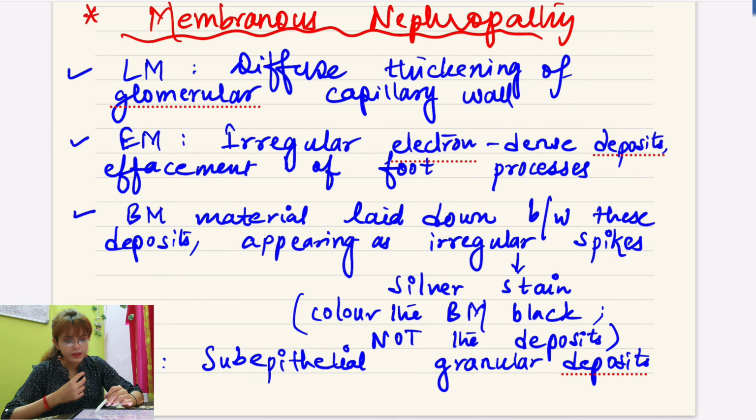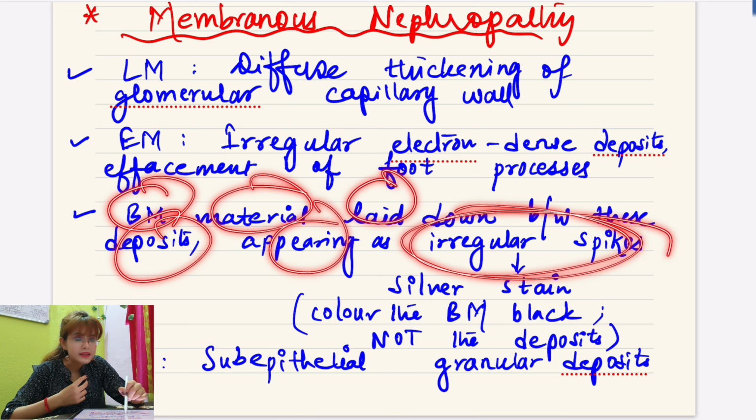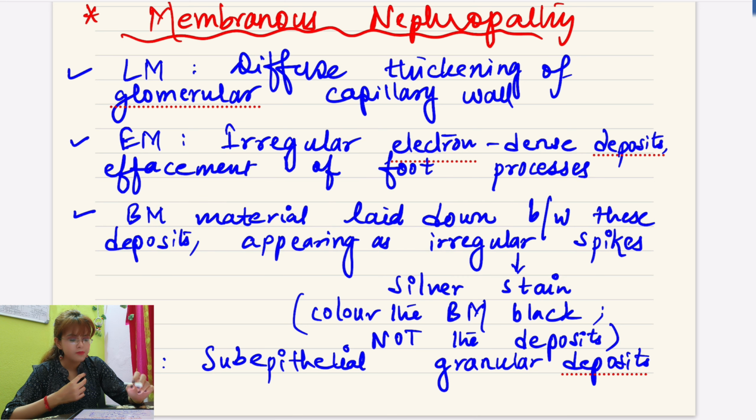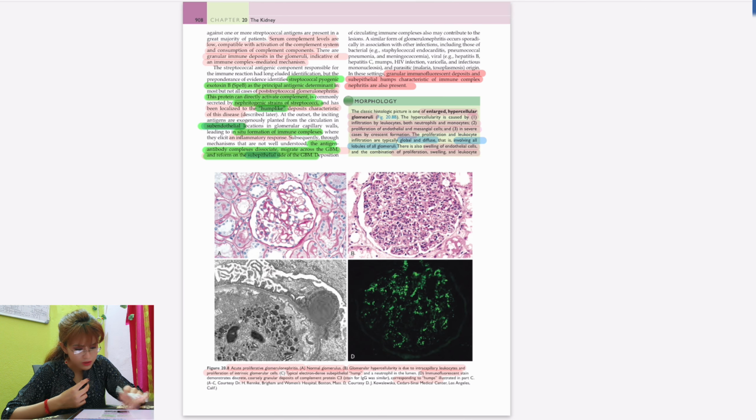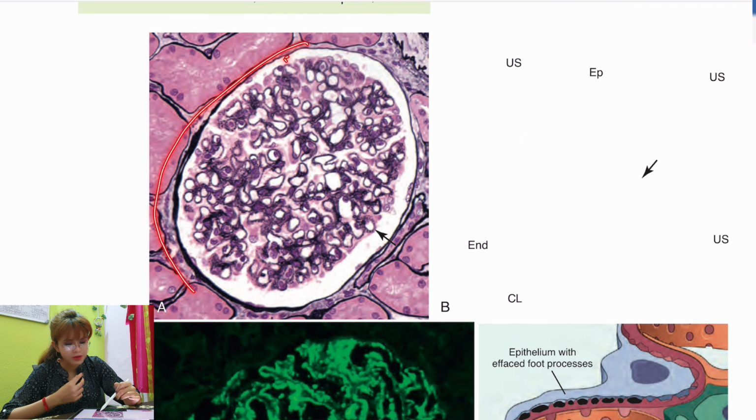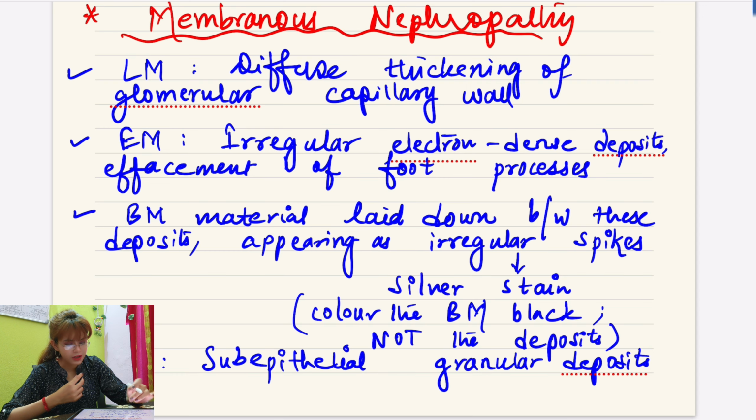Now another important point: the basement membrane material laid down between these deposits appears as irregular spikes. These spikes are visible with the help of silver stain. Mind you, the silver stain will stain the basement membrane, and the deposits which appear as spikes are not colored. The deposits are not colored, but the basement membrane is colored. If I can just show you the image, here you can see that the basement membrane is getting stained by the silver stain. This is an important point. Again, you have to remember this for your MCQ.